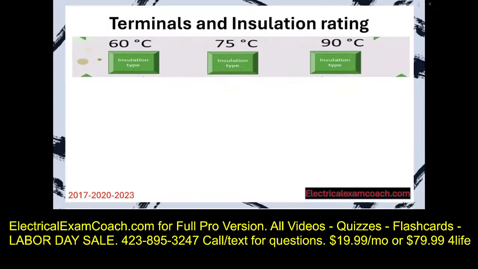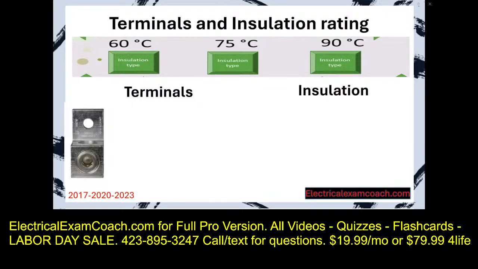Now let's learn about terminals and insulation rating. And that's where these 60, 75, and 90 degree C columns come into play. Whether we're dealing with terminals or insulation around the wire, each one of them can only handle so much heat safely.